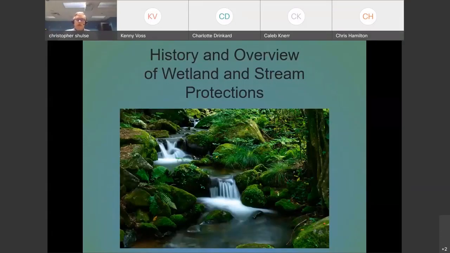So I want to talk a little bit about a history and overview of wetland and stream protections now that we know some of the values that they provide. Obviously, this is sort of an ideal picture of clean water and lush vegetation along a stream, and we strive to protect places like this, but not everything looks like this. And so many places like this in the past have become degraded or polluted. And so there's been many environmental laws, particularly in the late 1960s and early 1970s, to try to protect areas like this and ensure that they're available for future generations.